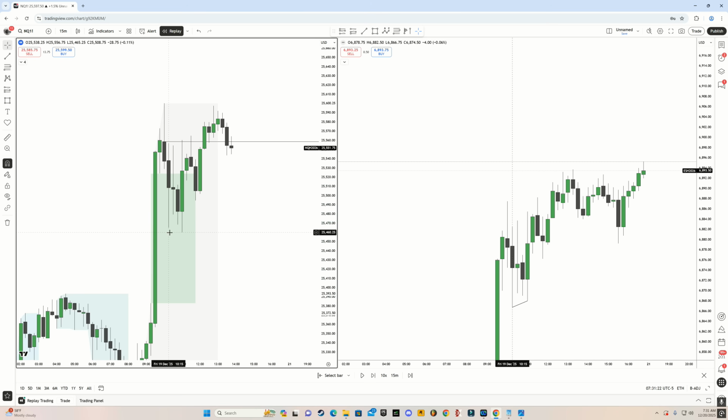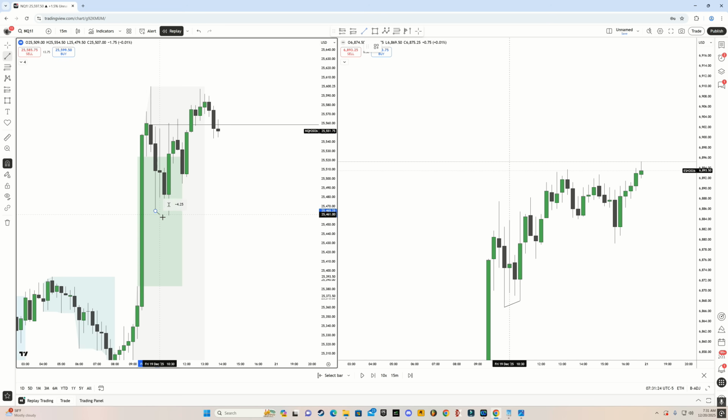Now over here you can clearly see that we got a SMT divergence, right? So let's just drop down to 1-minute time frame.